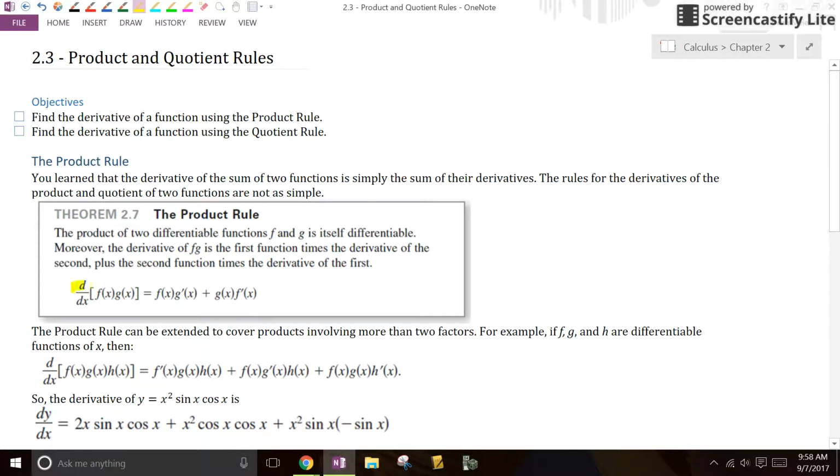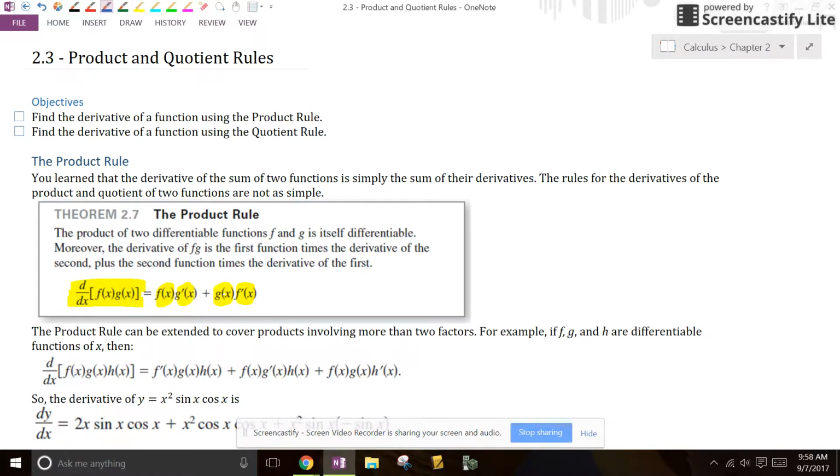The product rule, plain and simple, says if you have to take the derivative of two things that are multiplied together, then this is what I need you to do. It is the first thing multiplied by the derivative of the second, plus the second thing multiplied by the derivative of the first. Now, again, that is much easier to remember than the definition of derivative using the limiting process. So it's something you really want to know.